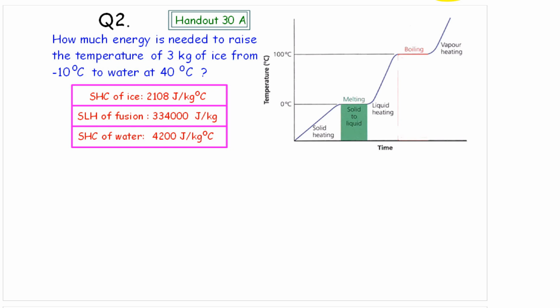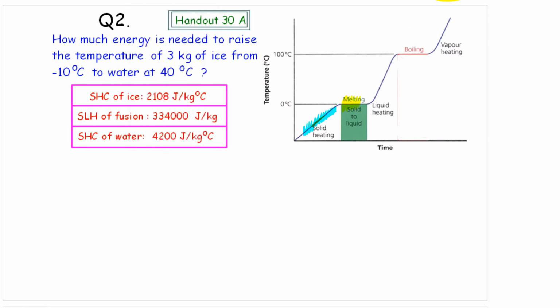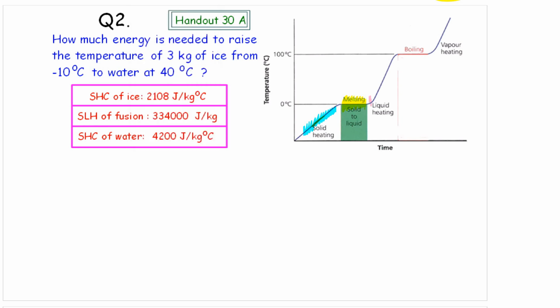Now, let's have a go at question 2. How much energy is needed to raise the temperature of 3 kilograms of ice from -10 to water at 40 degrees C? We've got 3 changes here. We are heating up ice along here. Then we are changing the ice into water. That happens along here. And then we have water now and we're heating up to about 40 degrees C.